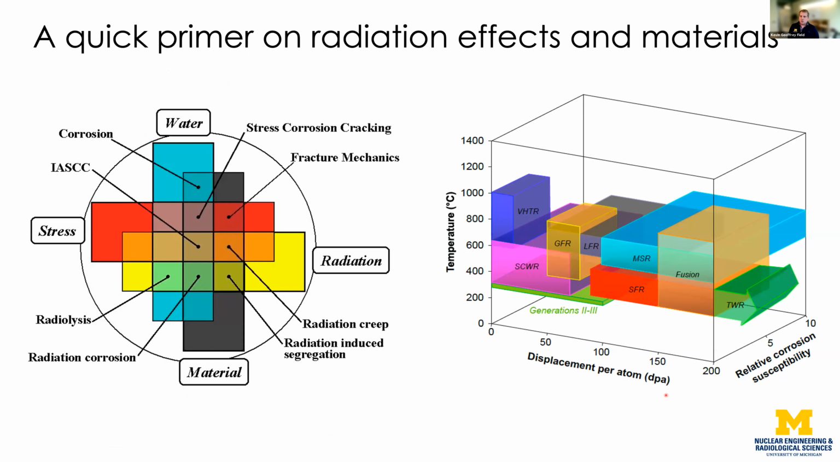All right, so a quick primer on radiation effects and materials. The primary motivation of this is really about power generation. You have many different ways to generate power. One of those is the nuclear reactor, where you're using either fusion or fission in order to generate heat. You turn that heat into power, right? It's a pretty common type of method.